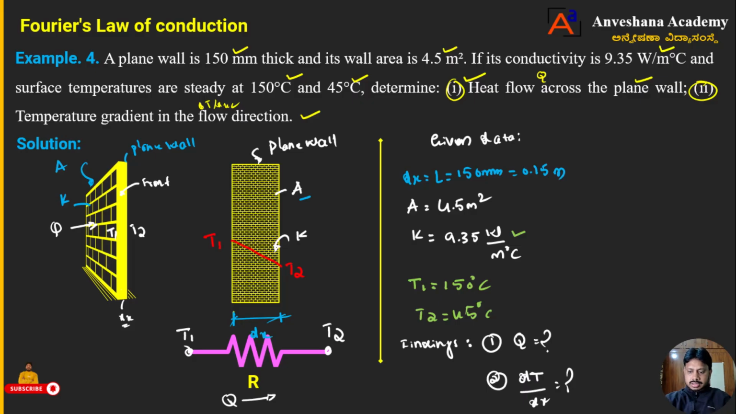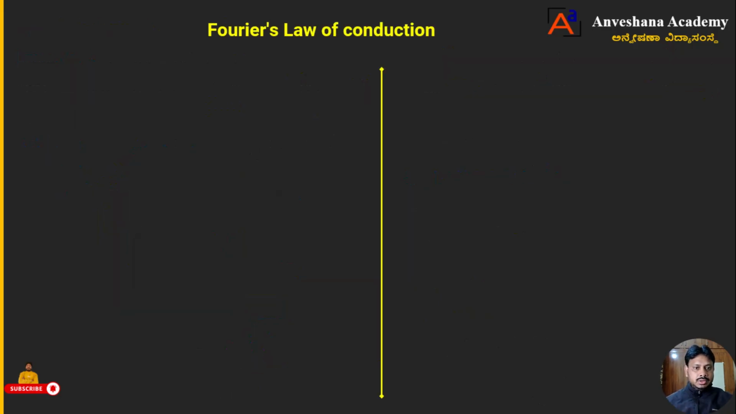Then I will solve this numerical step by step. So what is the first term? I need to calculate the heat transfer or heat flow. So to calculate that heat flow, what is the notation? That is Q. What is the equation now? I can calculate this heat flow with the help of Fourier's law of conduction. What is that equation? That is minus KA into dT by dx, dear students.